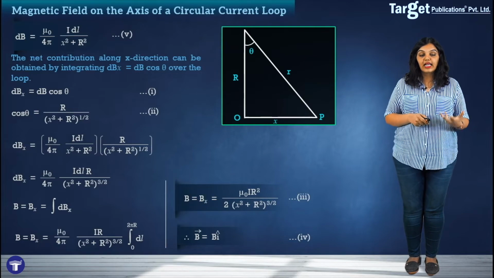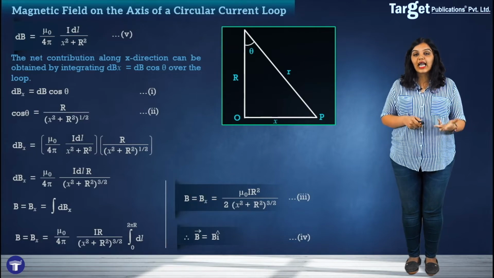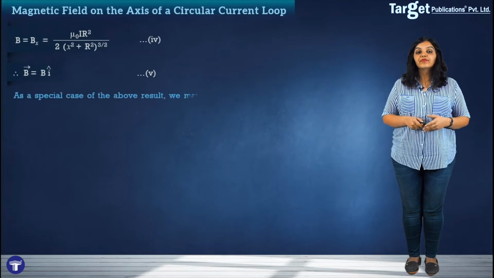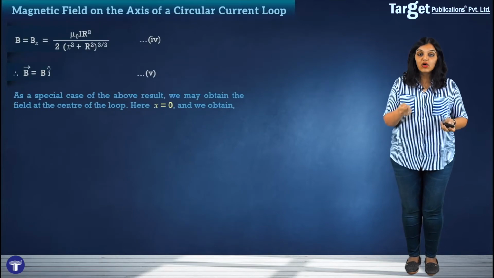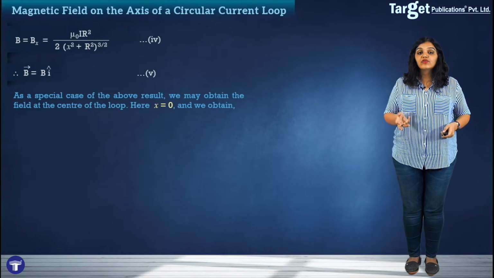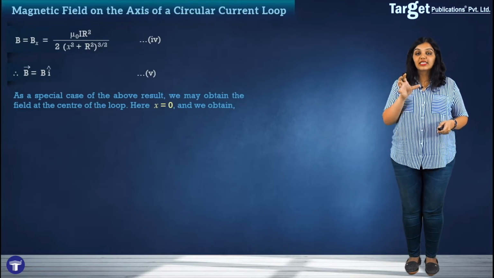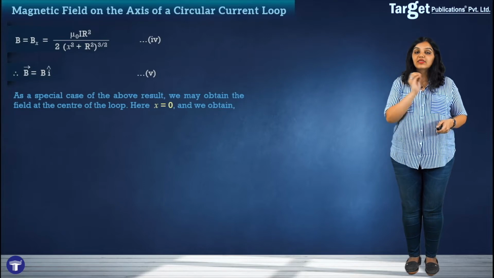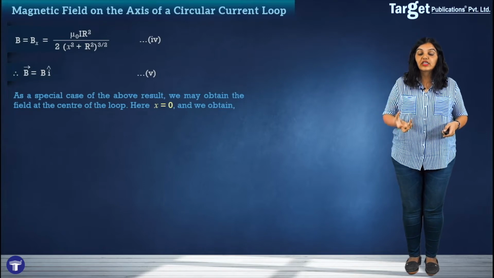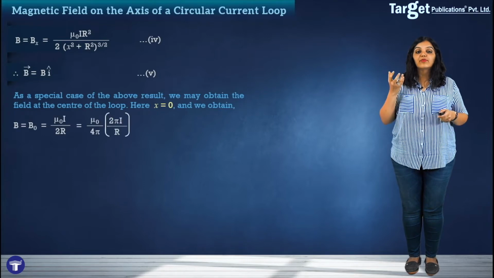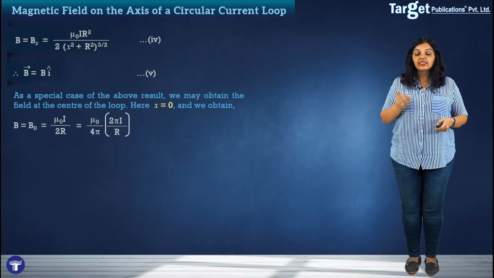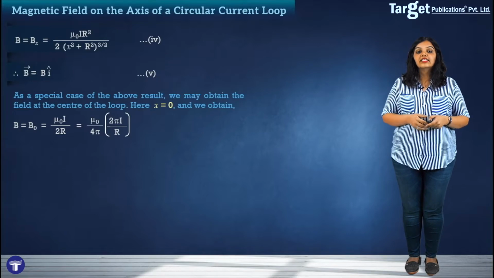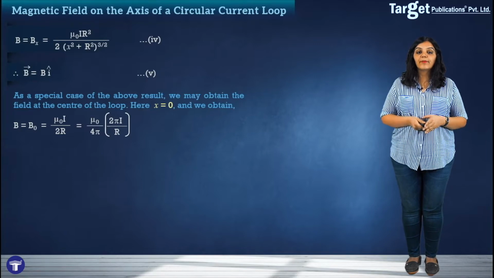So this gives me an expression for the magnetic field on the axis of a circular current loop. Using this expression, we can find the magnetic field at the center of the circular current loop. All you have to do is put x equal to 0, because x was the distance of point P from the center. But if you want to find the magnetic field at the center itself, you only have to put x equal to 0, and thus we get the expression that B at the center of a circular current loop is given by B is equal to mu naught I upon 2R.